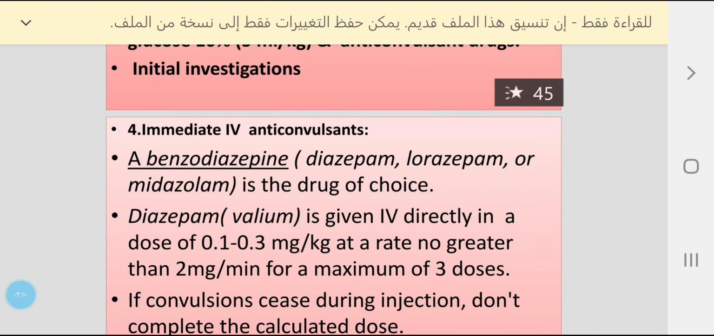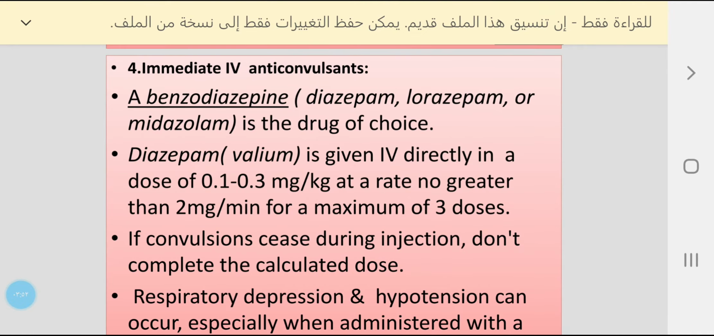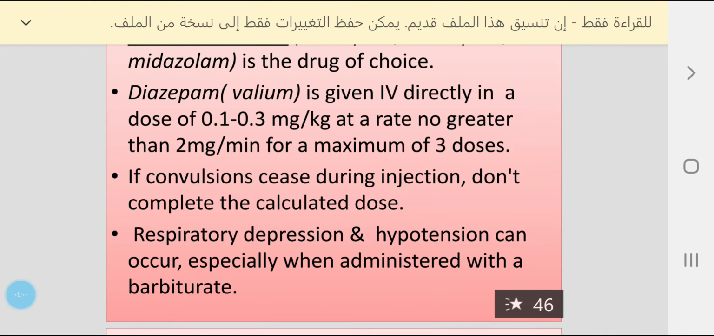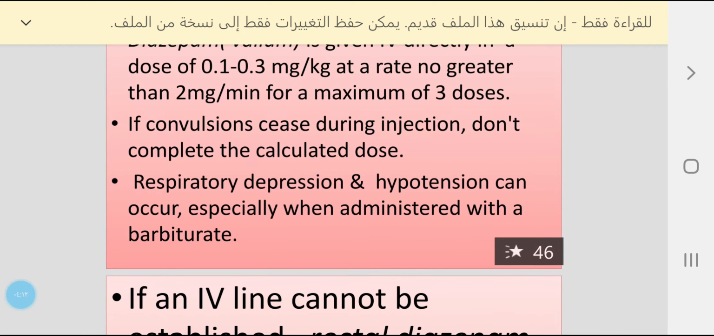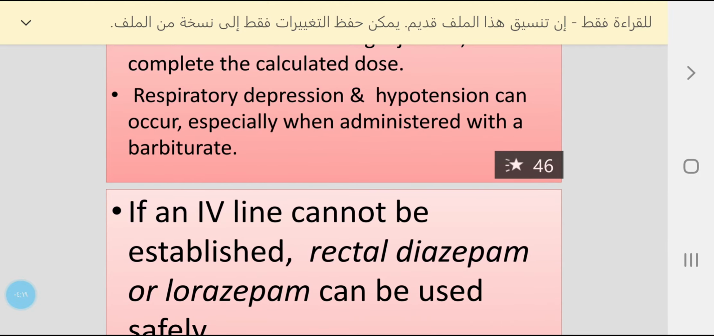Fourth, immediate IV anticonvulsants. A benzodiazepine like diazepam, lorazepam, or midazolam is the drug of choice. Diazepam or Valium is given IV directly in a dose of 0.1 to 0.3 mg per kg at a rate no greater than 2 mg per minute for a maximum of 3 doses. If convulsions cease during injection, don't complete the calculated dose. Respiratory depression and hypotension can occur, especially when administered with a barbiturate.